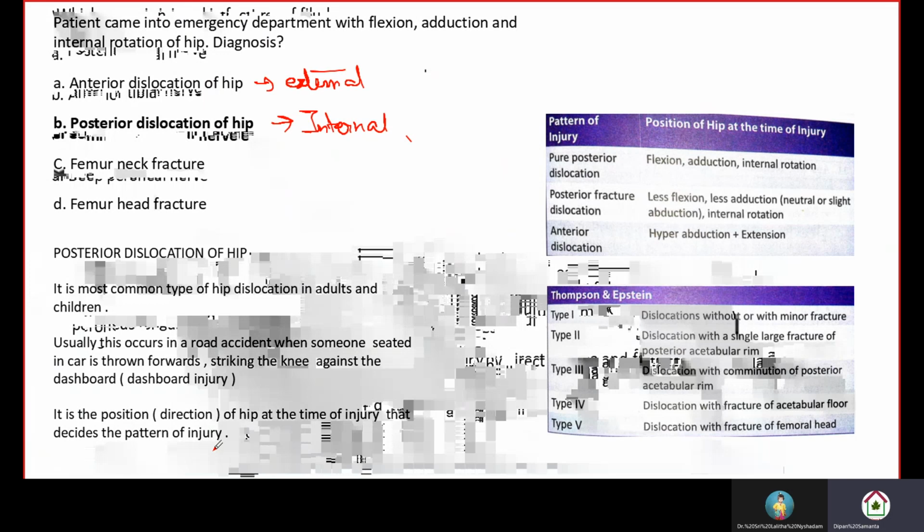So the most common type of hip dislocation in adults and children is posterior dislocation of hip. Usually this occurs in a road accident when someone seated in a car is thrown forwards, striking the knee against the dashboard. Another pattern of injury and position of hip at the time of injury is given. Like anterior dislocation of hip, hyperabduction plus extension. Here it was flexion, adduction, internal rotation. For anterior: external rotation, hyperabduction plus extension.